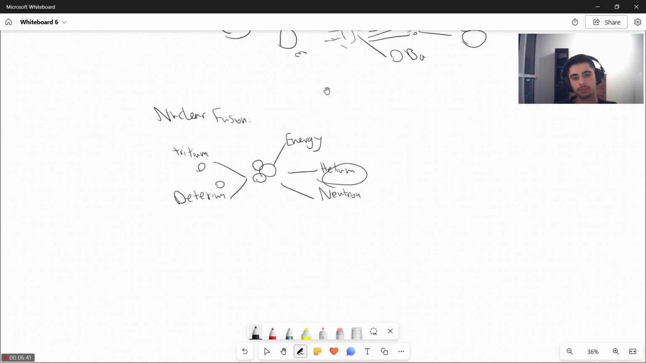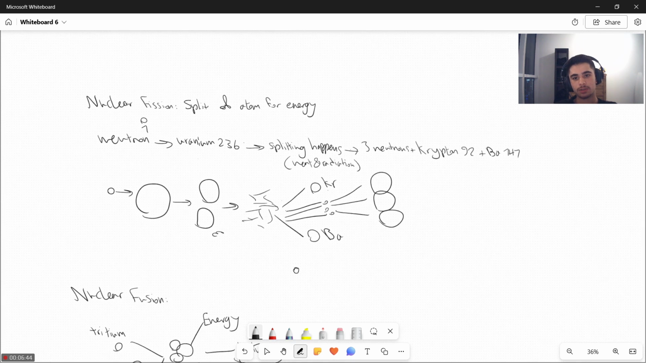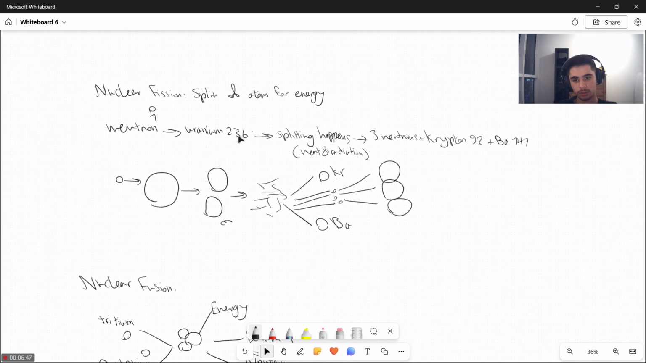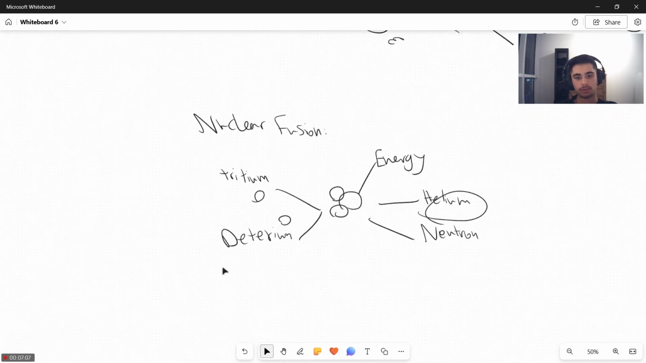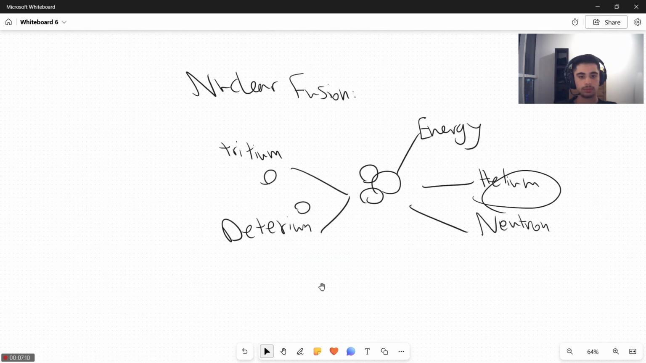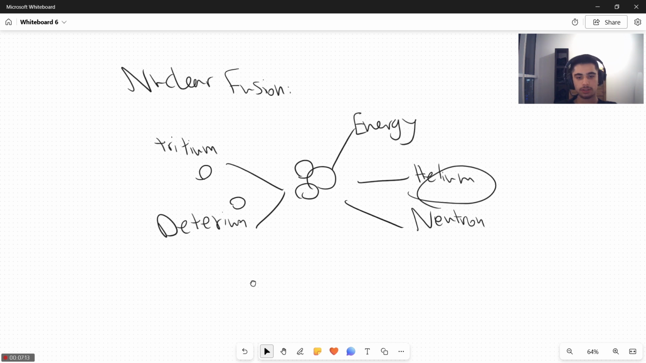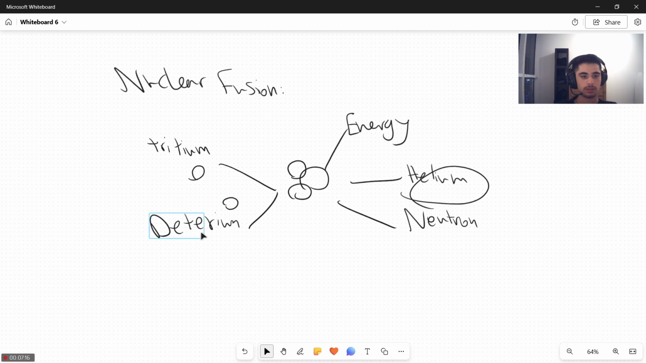To sum it all up, nuclear fission is when atoms split to create energy. You see how a neutron hit the uranium-236. It got unstable, so it split. The splitting created three neutrons, also two daughter or smaller atoms, and this splitting created a lot of energy. Nuclear fusion is when two smaller atoms join together to achieve this type of energy. So here we have two isotopes of hydrogen that join to create a type of helium plus energy and a neutron. And that's about it.